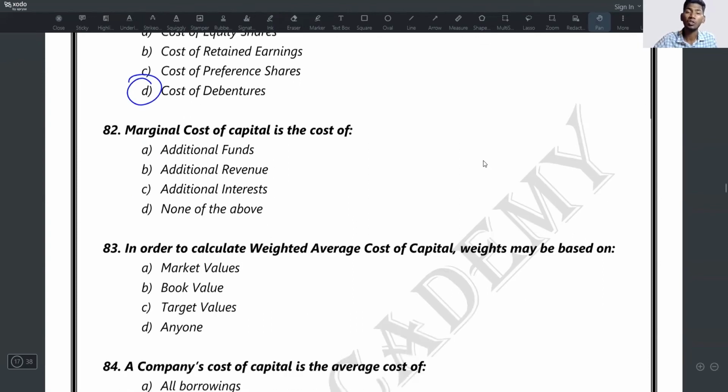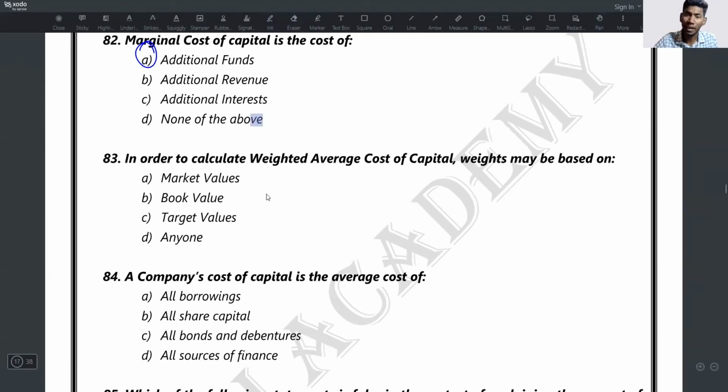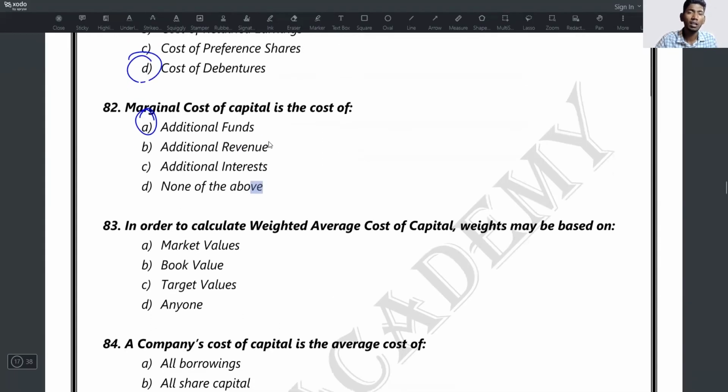Question 82. Marginal cost of capital is the cost of additional funds, or additional revenue, or additional interest. It's ultimately additional funds, right? Marginal cost of capital is the cost of additional funds. In order to calculate the weighted average cost of capital, weights may be based on market values, book values, or target values. It could be any one. So option D is the right option. Clear?